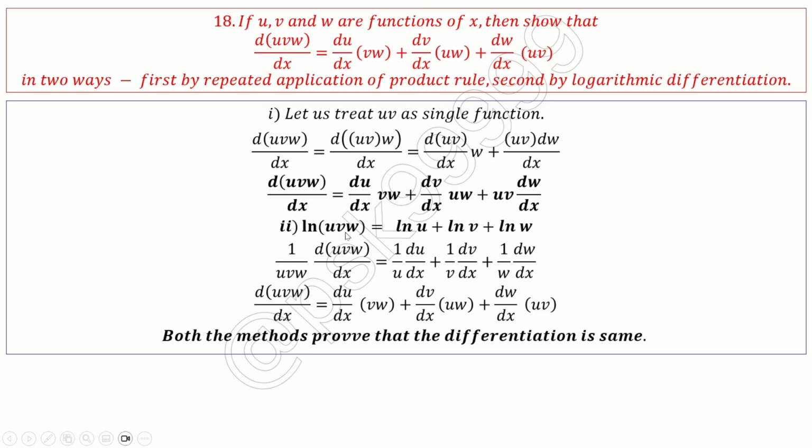If you take logarithm also, you'll get the same result. If I take log on both sides, I'll get log of uvw, which is equal to log u plus log v plus log w. So the differentiation of this is nothing but 1 by uvw into differentiation of uvw with respect to x, then 1 by u into du by dx plus 1 by v into dv by dx plus 1 by w into dw by dx. This is nothing but what we are seeing here, right? Exactly the same. So both methods prove the same differentiation, and you can use this formula to solve many problems.